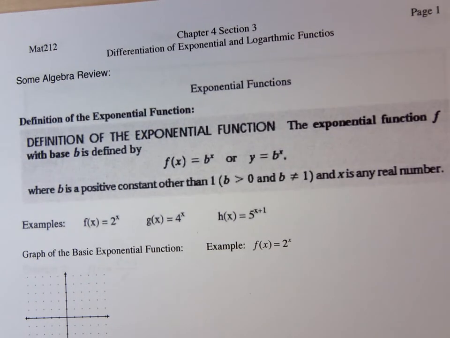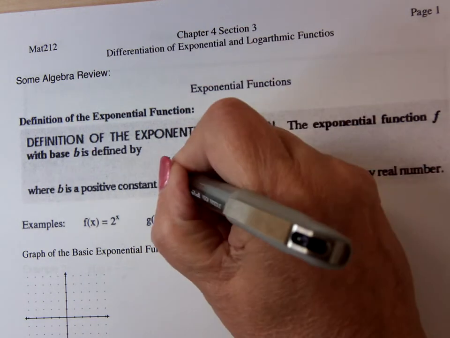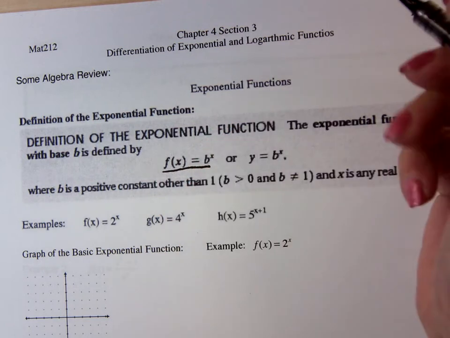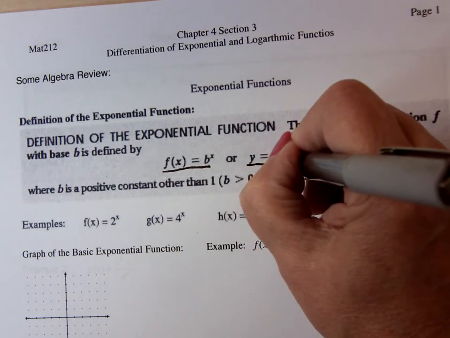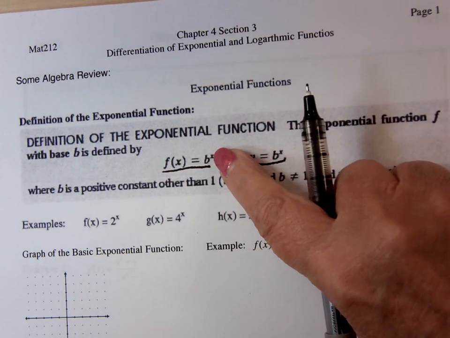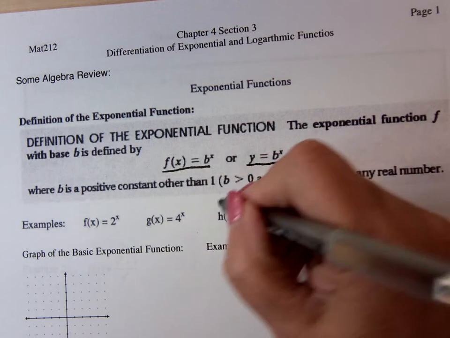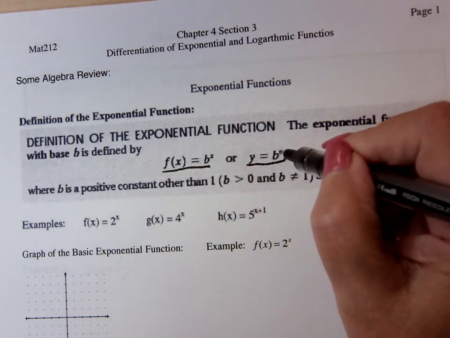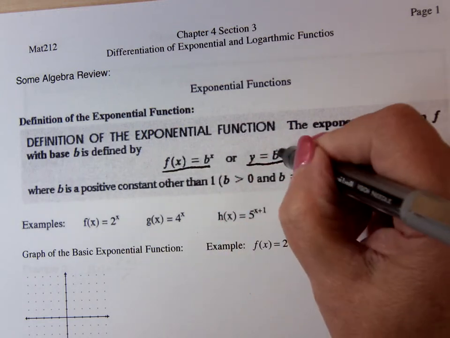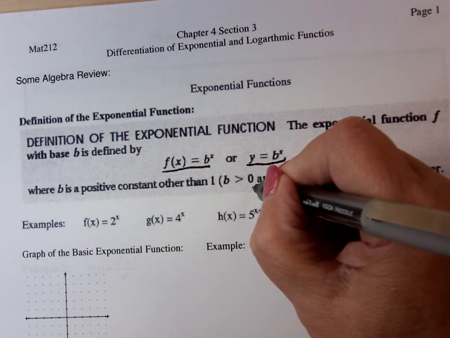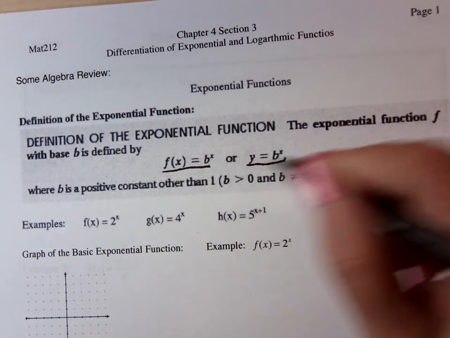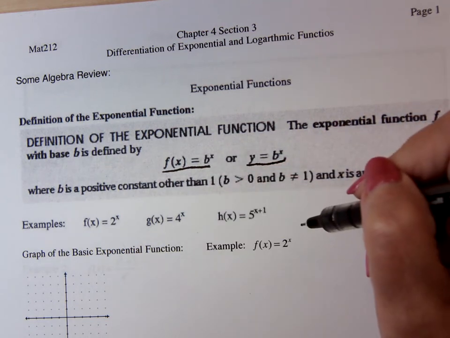Exponential functions. The basic definition of the exponential function is that f of x is equal to b to the x, or you can say y is equal to b to the x, and notice that x is an exponent. That's what's going to get you into trouble. b is the base, and the base has to be positive, can't be 1. x can be any real number.